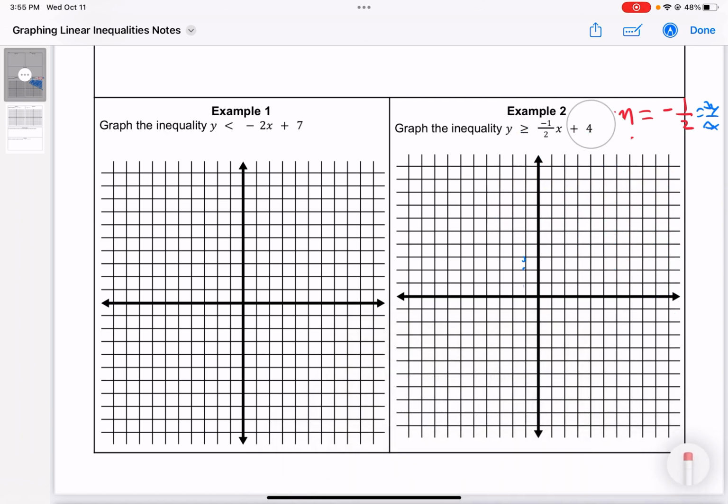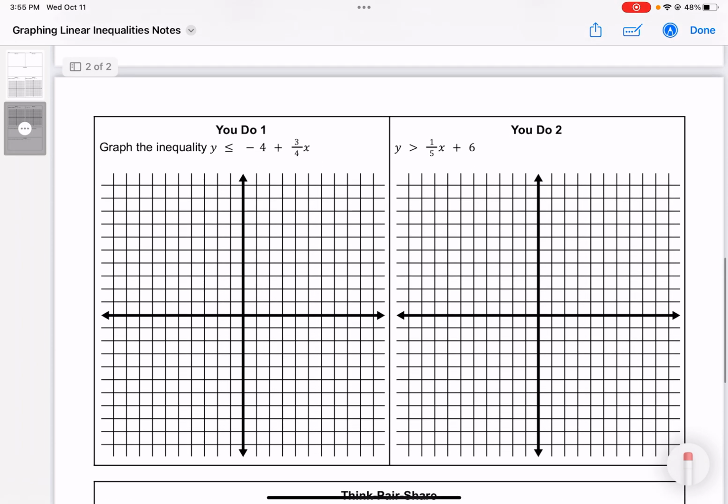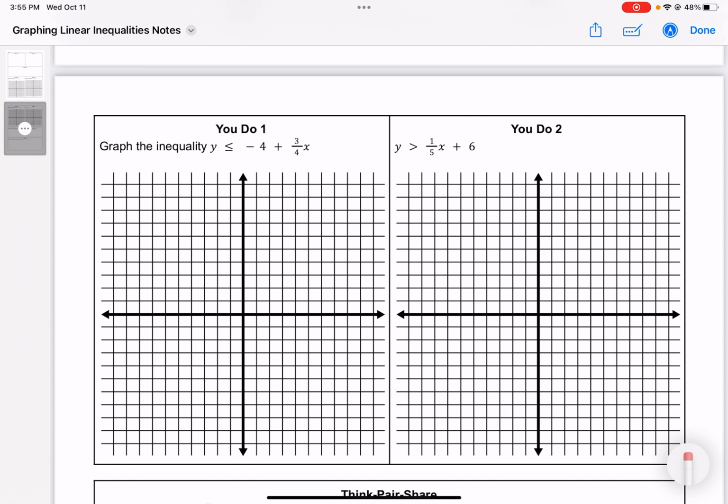Let's hop down to the two U-dos. This is where I'd like you to pause the video, and why don't you just go ahead and solve both? And then unpause the video when you finish, and I'm going to quickly go over those. So 3, 2, 1, pause the video.